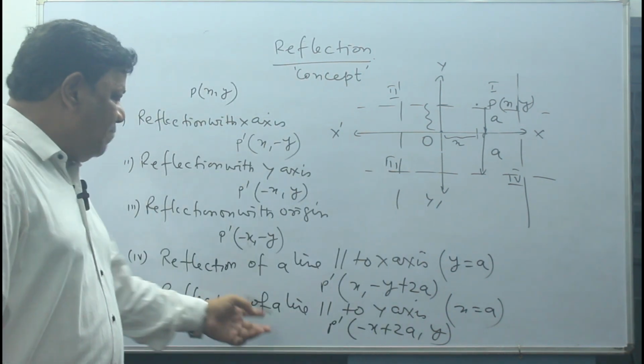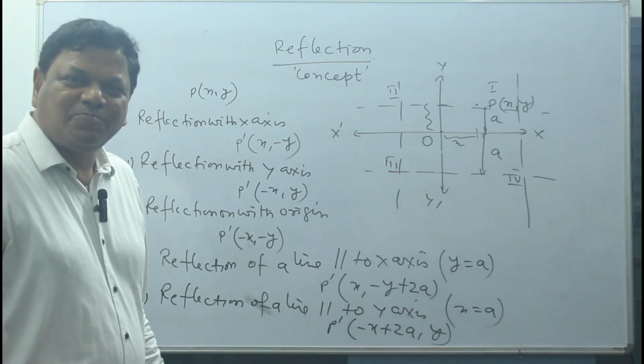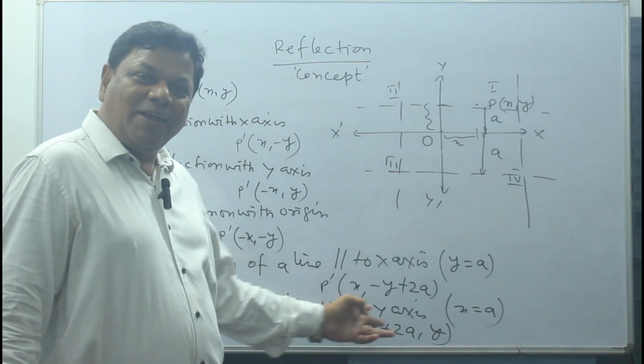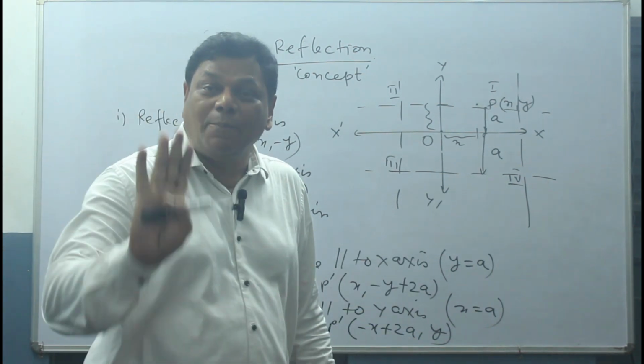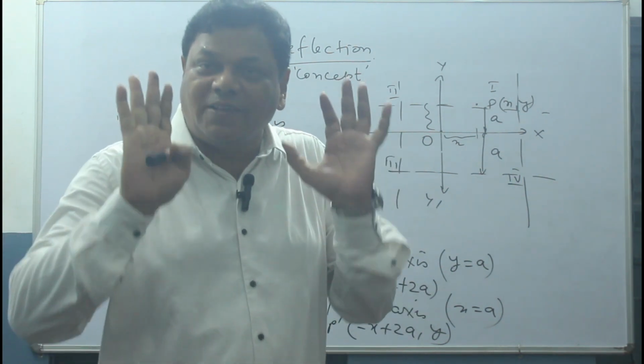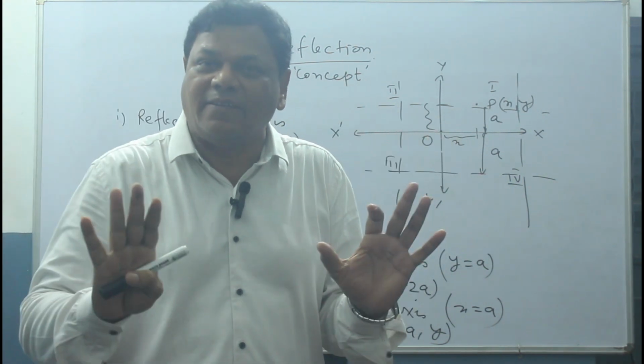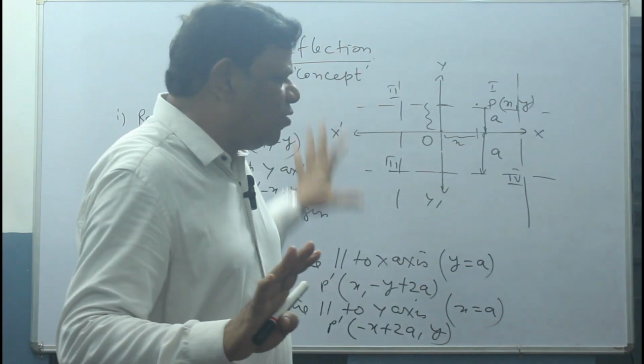Reflection of a line parallel to y-axis: the x sign will change, plus 2a you have to do. The value of a is given in the question while doing sums. I will explain it to you again. Okay, all these 5 formulas.